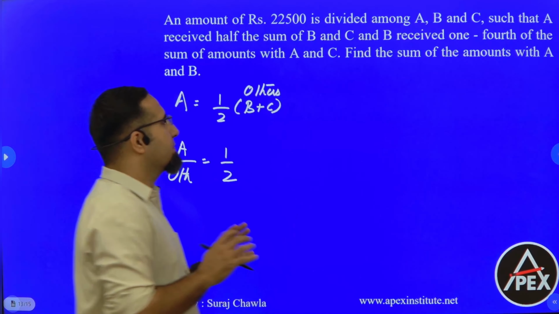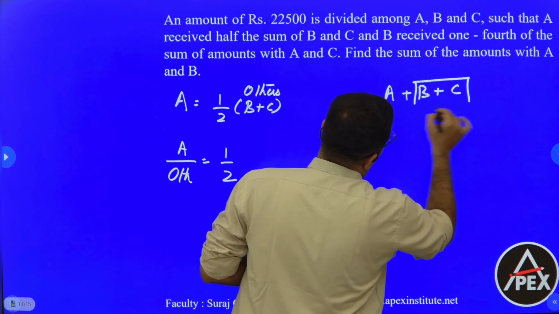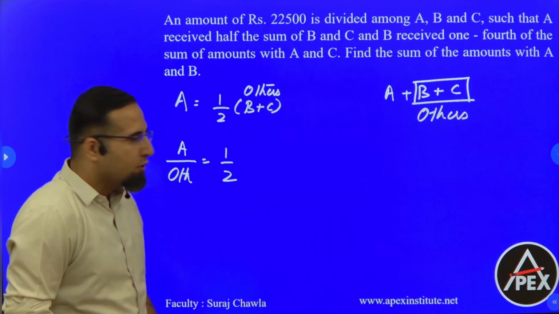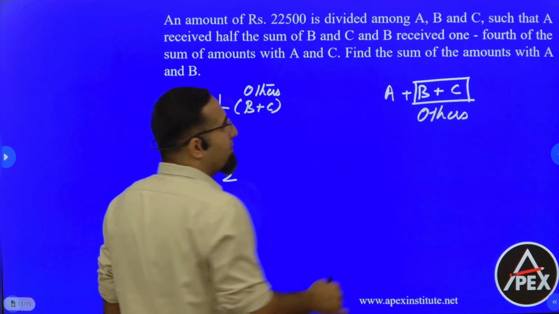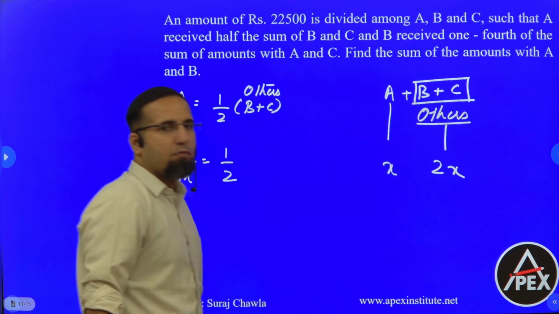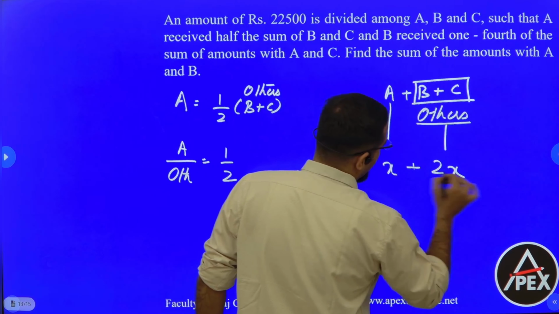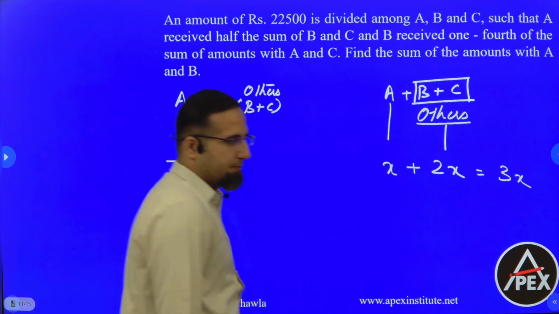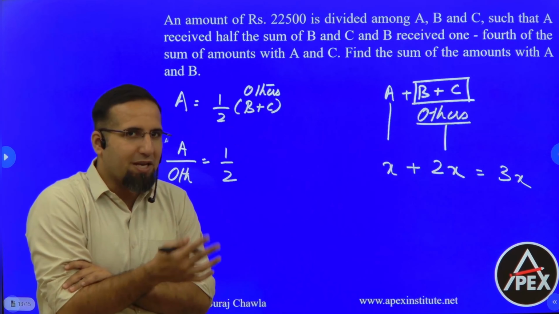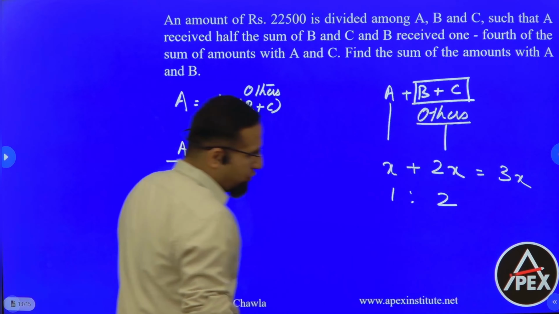Now understand this. I have A, I have B, I have C. Let me assume or let me know that B and C come in others category. So if this ratio is 1:2, I am writing A is equal to x and others is equal to 2x. Clear? That means the total now becomes 3x. I am just explaining you the funda of this, okay. So the total becomes 3x, which means, can I say that the ratio is 1:2.